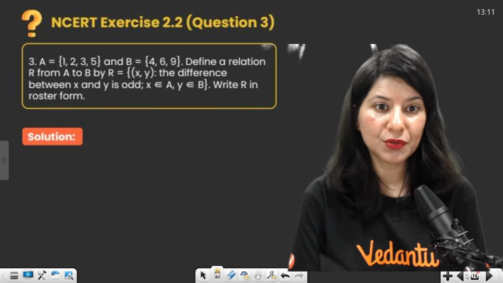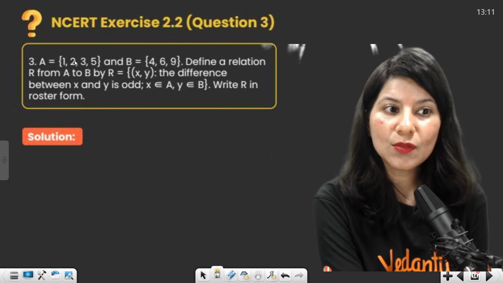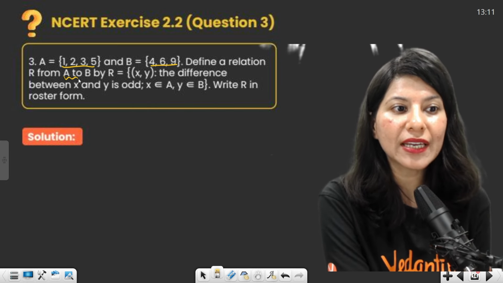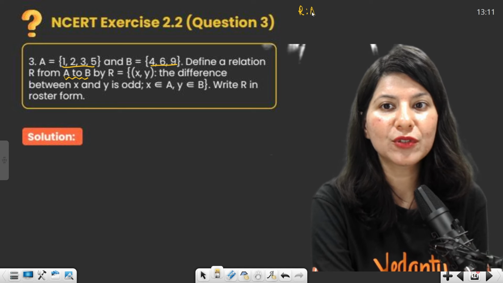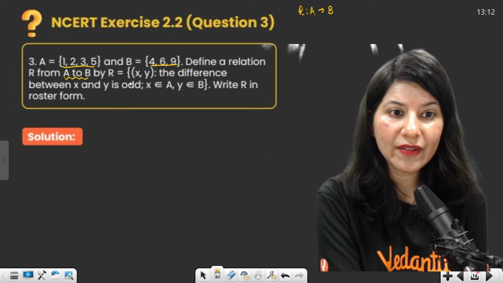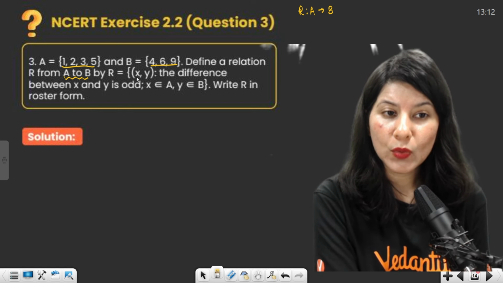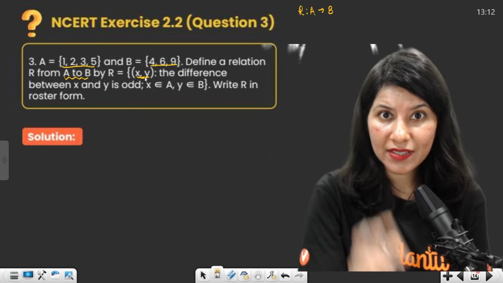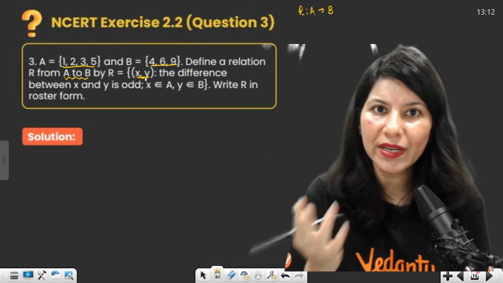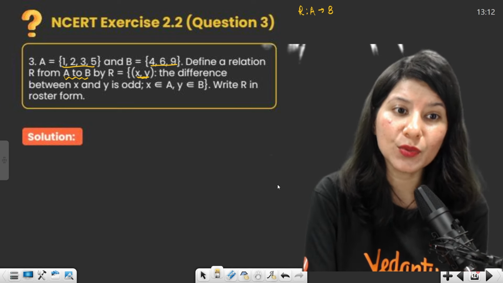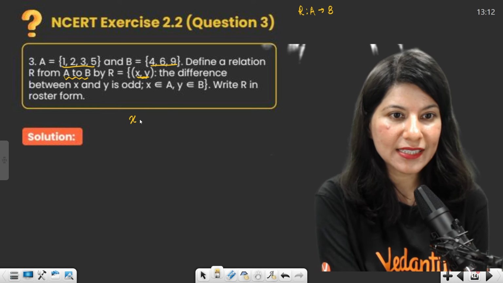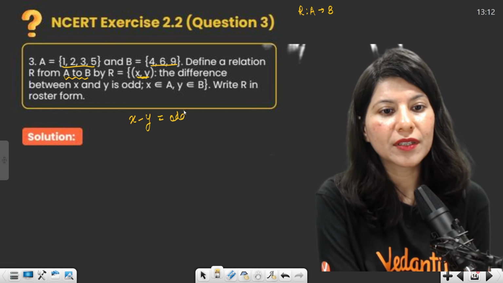Now let us quickly move on to question number 3. Set A is {1, 2, 3, 5}. Set B is {4, 6, 9}. Define a relation R from A to B, in such a way that R has those ordered pairs whose element difference is odd. Obviously, x belongs to A and y belongs to B. Write R in roster form. So let's just try doing that. Basically, x minus y should give you an odd number.